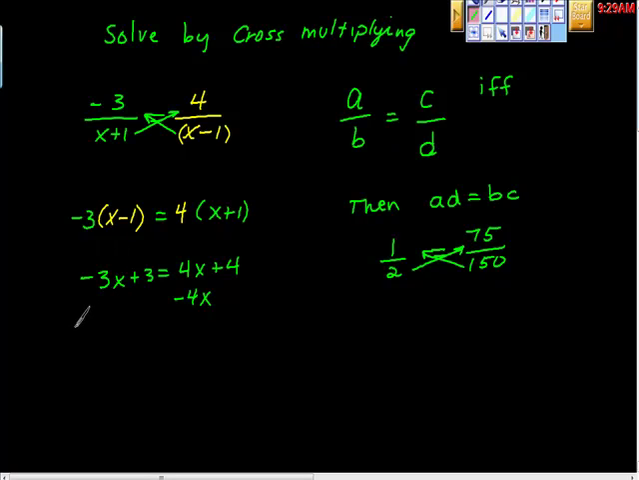Would it work either way? Yeah, it would definitely work either way. It doesn't matter, except you have to add the same number.